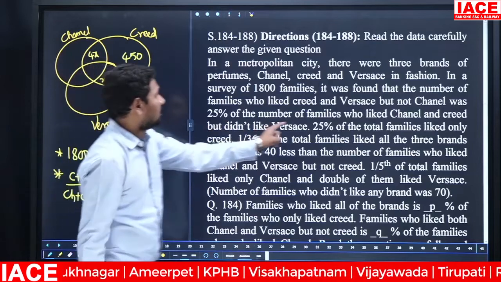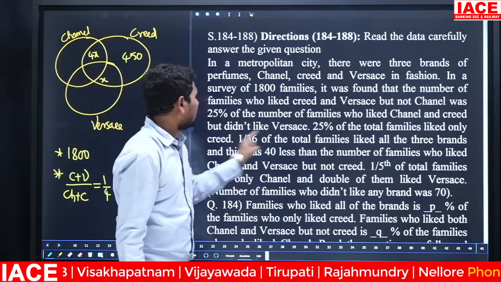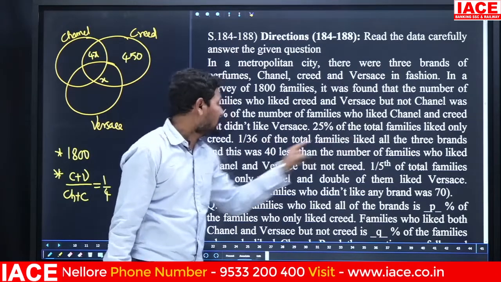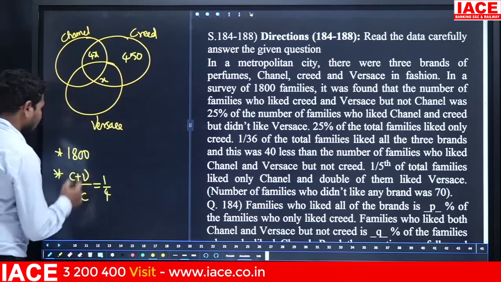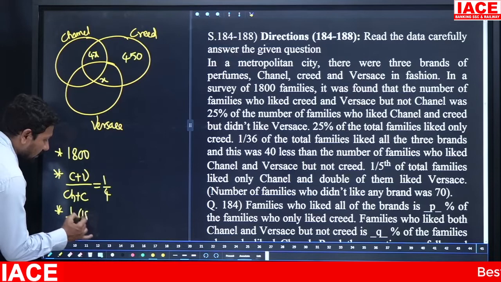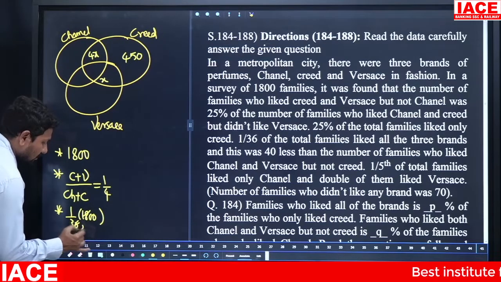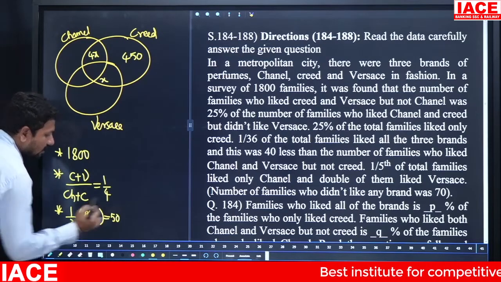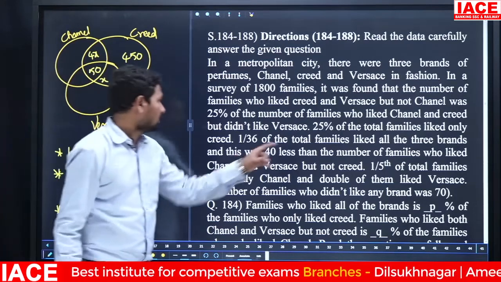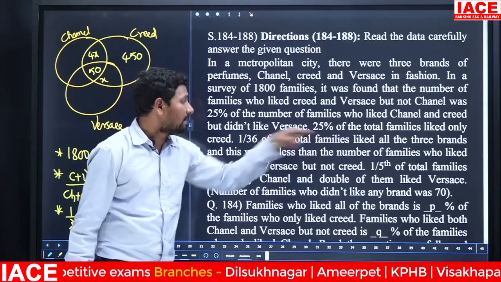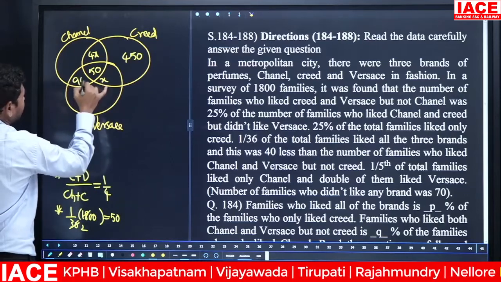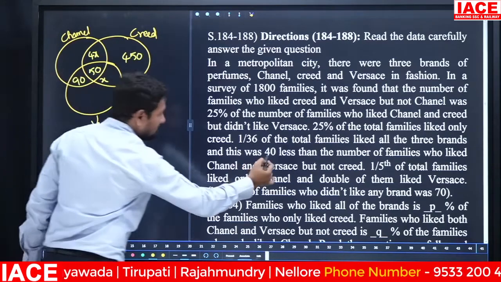Next, 1 by 36 of the total families liked all the 3 brands. Then 1 by 36 of 1800. 18 2s are 36, so 2 hundred divided by 4 is how many times? 50 times. Liked all brands: 50. Next, this was 40 less than the number of families who liked Chanel and Versace. That means it is 90. From 90 to 50 the difference is 40 less.